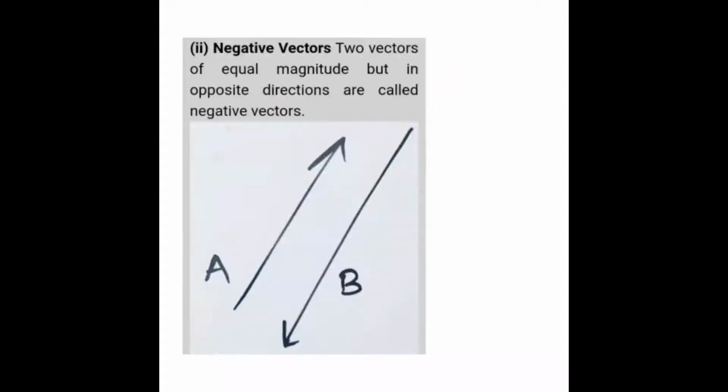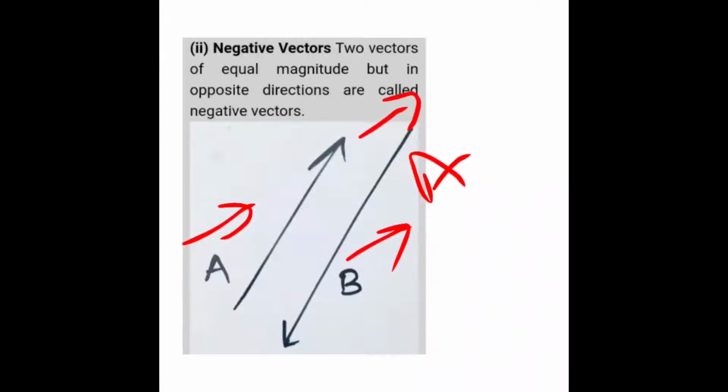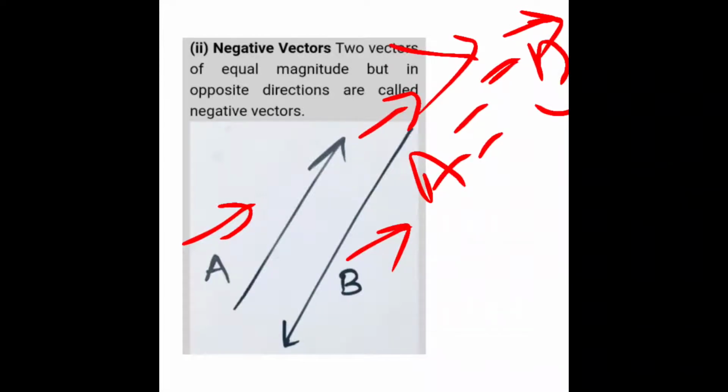Similarly, negative vectors: vectors a and b have the same magnitude but are moving in opposite directions. This type of vector we call a negative vector, right? Now how do we denote a negative vector? We can denote it like this: a vector equals minus b vector, right? Though their magnitude is the same, the minus sign indicates that they are in opposite directions.